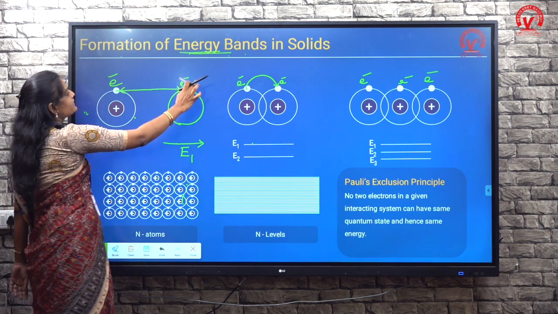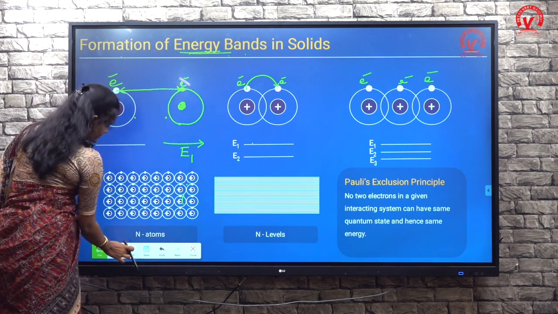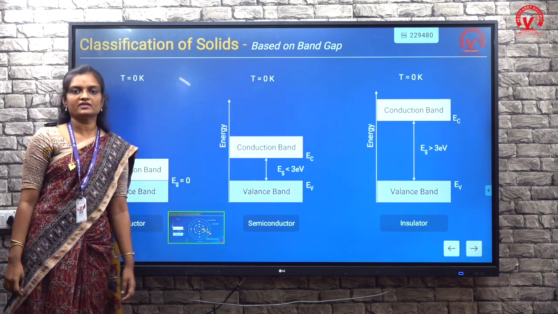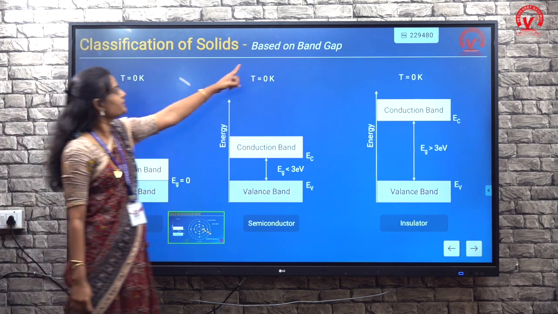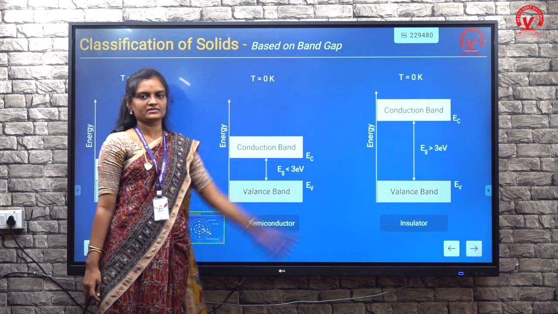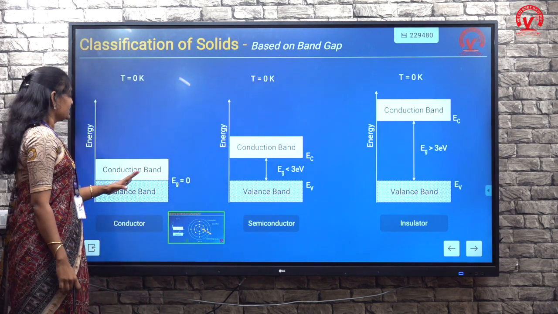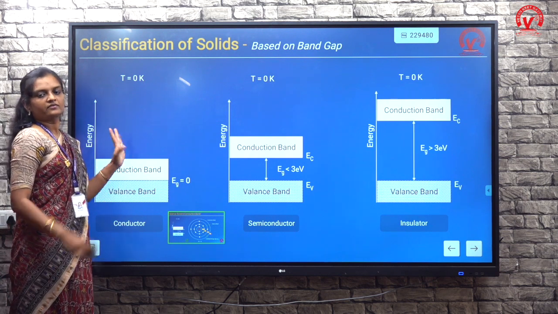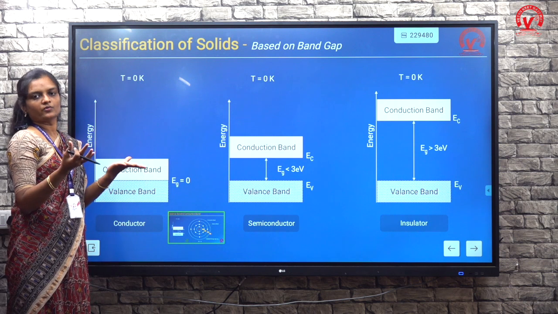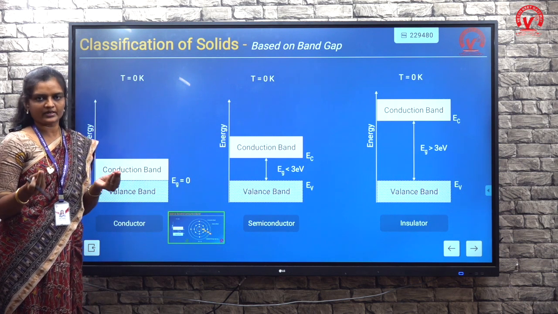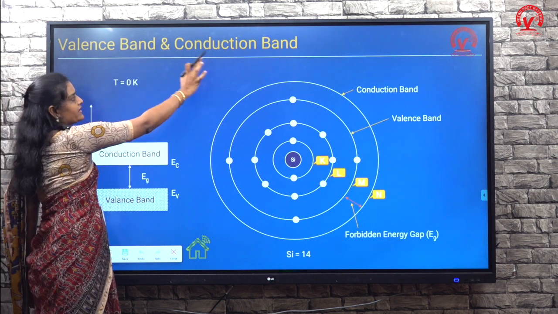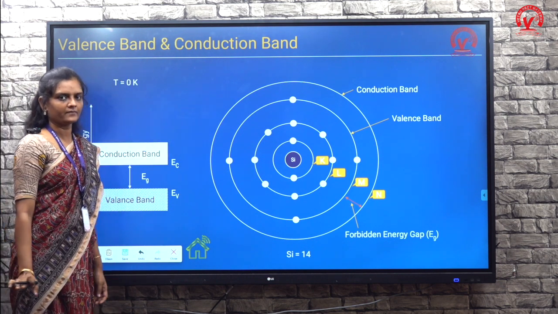Now let's move on to the next one. Now we are going to see the classification of solids based on their band gap. Here we are seeing the valence band as well as the conduction band. For that we must know what is meant by valence band and what is meant by conduction band.